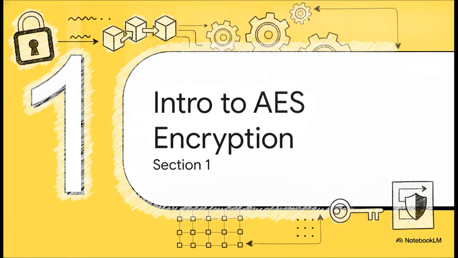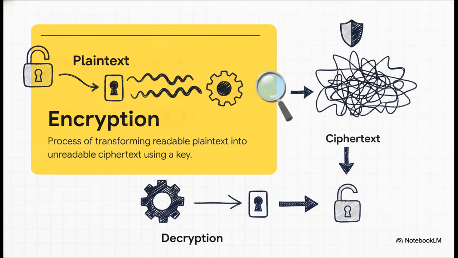Okay, Section 1, Introduction to AES Encryption. So, before we get into the incredibly complex modes of operation, we really need to establish a rock-solid baseline of how AES actually processes your data under the hood. At its core, cryptography is completely about transformation. We always start with plain text. This is your original, perfectly readable data. A cipher then uses a specific algorithm and a highly guarded secret key to transform that plain text into ciphertext. This ciphertext is completely scrambled. It's unreadable to absolutely anyone who doesn't possess that exact same secret key. And decryption? Well, that's simply the exact same process running in reverse.